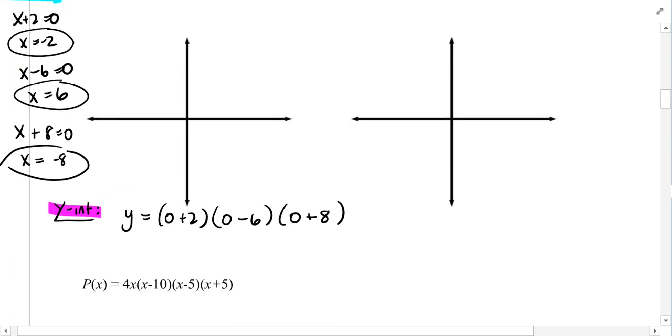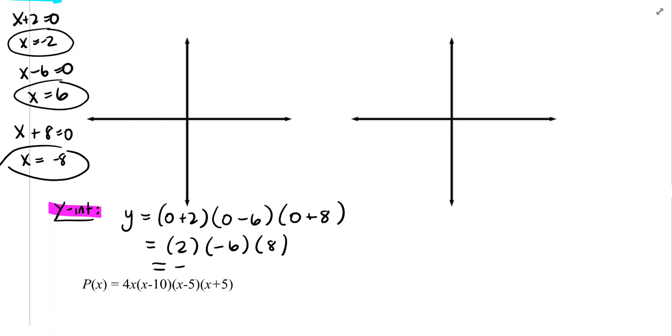Now, depending on the numbers, you might be able to calculate this, you might not. 2, negative 6, positive 8. To me, the most important thing here is that this will result in a negative. The negative that it does result in is 96. So negative 96. Yikes. So good thing I'm not graphing this precisely. However, I'm creating a sketch.